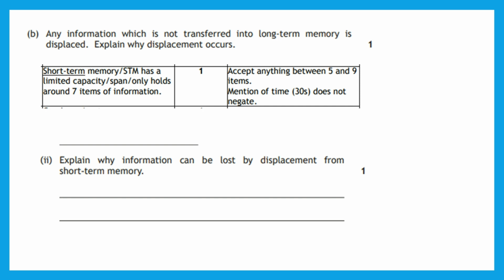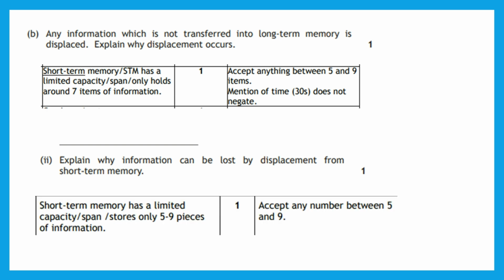The second question: explain why information can be lost by displacement from short-term memory. This is essentially the same question, but it's just to let you see the different ways it could be worded or phrased. Again, it's about getting to this idea of the limited capacity, the limited storage that the short-term memory has. Hopefully, again, you're still finding this fairly straightforward and are happy with everything we've covered.